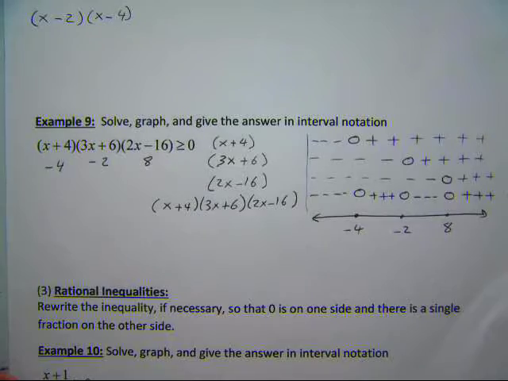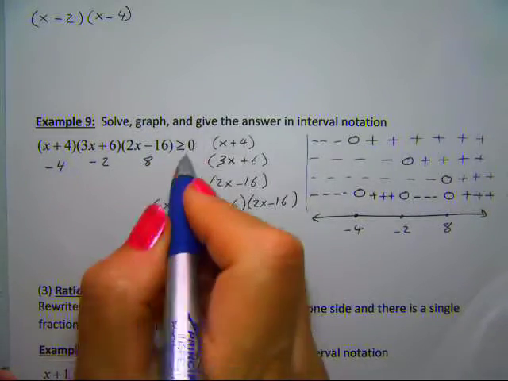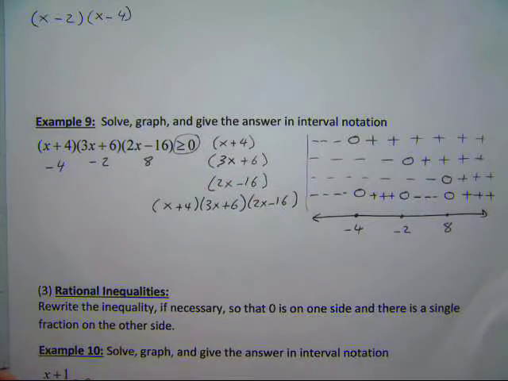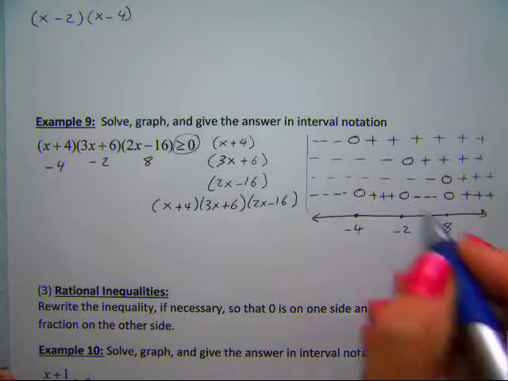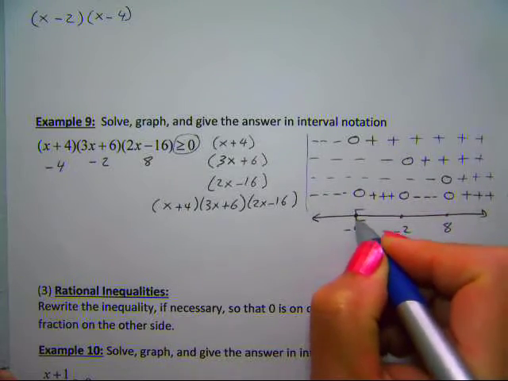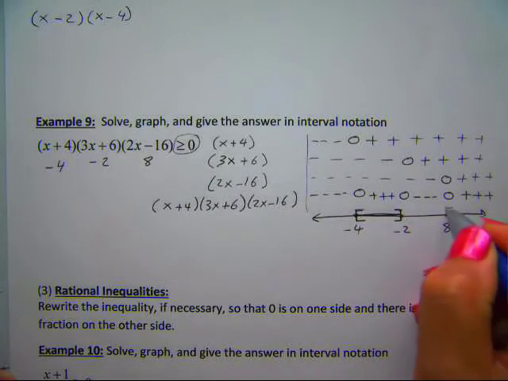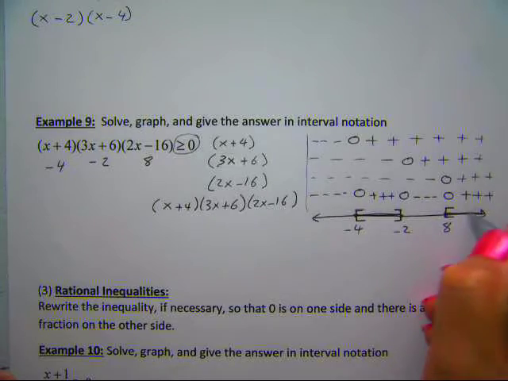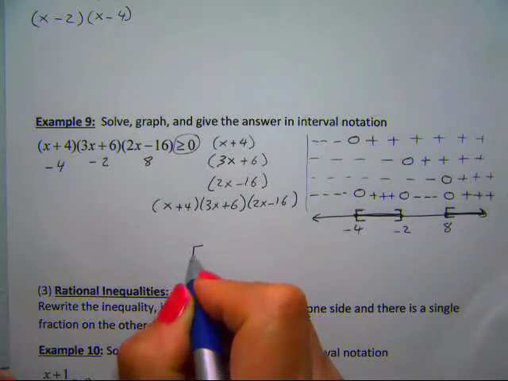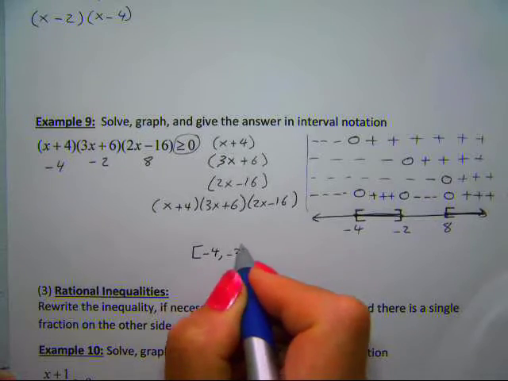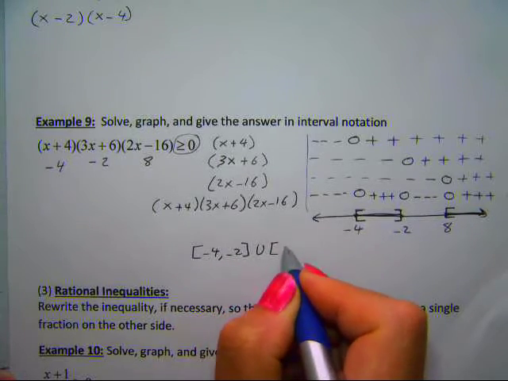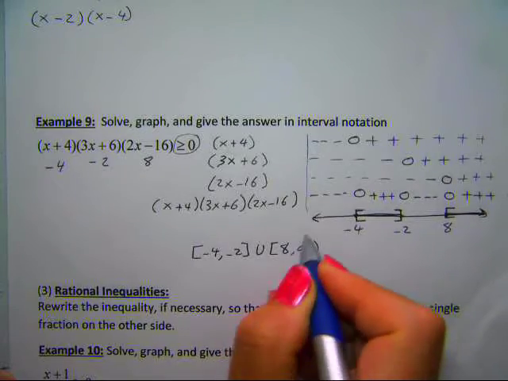Now remember that in the midst of doing all this, we forgot what we're looking for. Go back to your problem and see what it is we need. We need these products to be greater than or equal to 0, meaning positive or 0. So the 0 is included. That means from here to here. And again, the 0 is included from here and everything above. So in interval notation, the answer is from -4 to -2, union from 8 to infinity, open on the infinity.